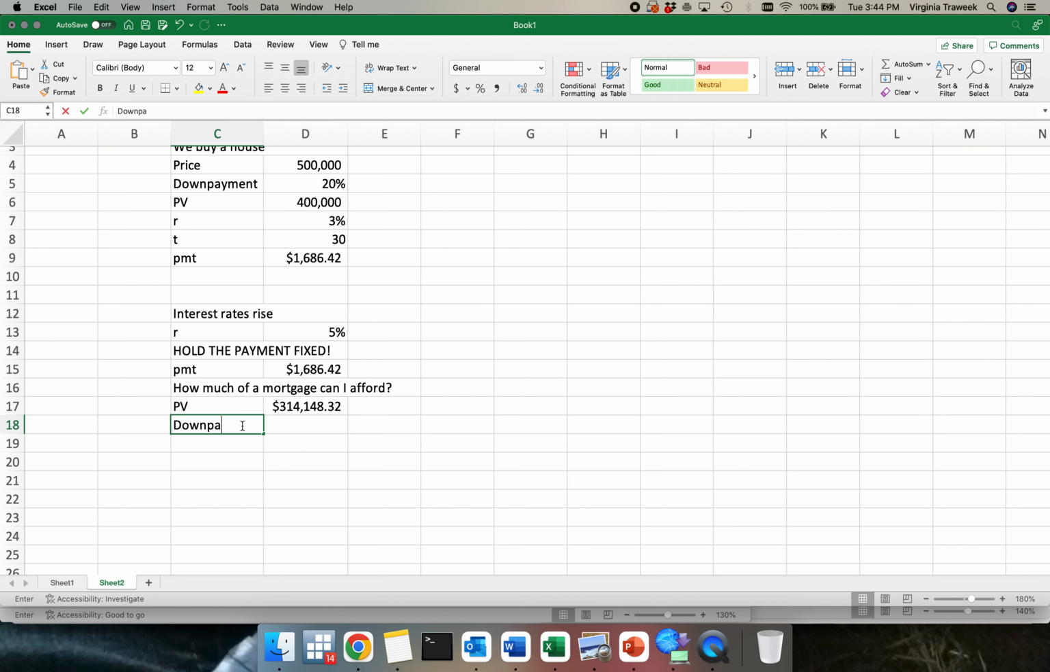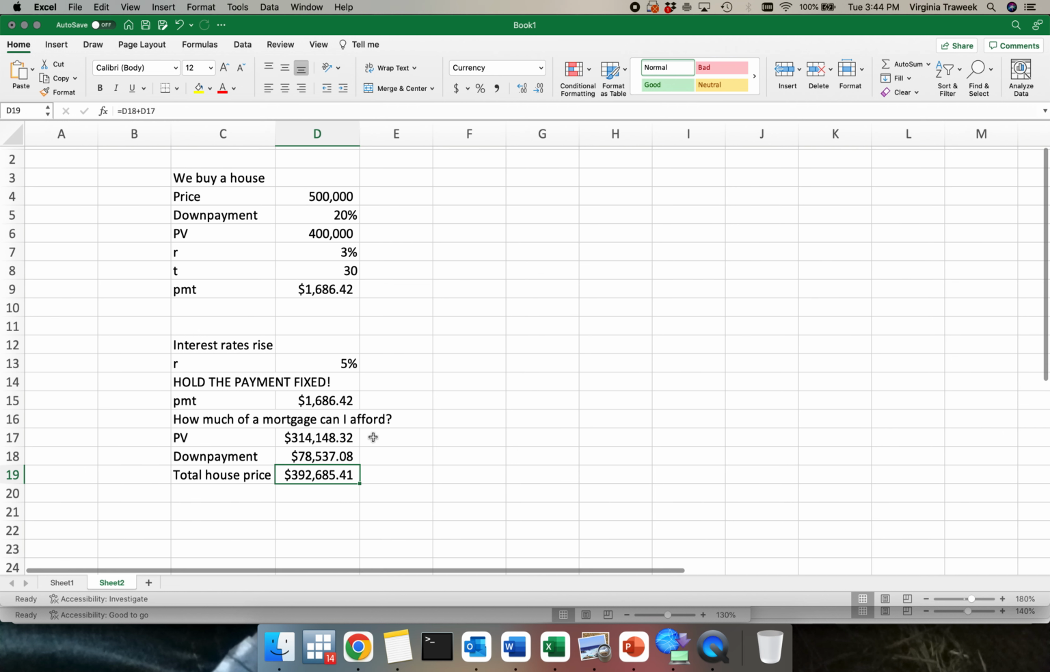So let's assume that we put 20% down. The down payment is going to be this divided by 4. And the reason I got that is because 20% down means you borrow 80%, so 1/4 of 80 is 20%. So this is the total house price. Okay, so what we end up with is our house went from 500,000 to 392,000, and this is how much we can afford based on the same payment.